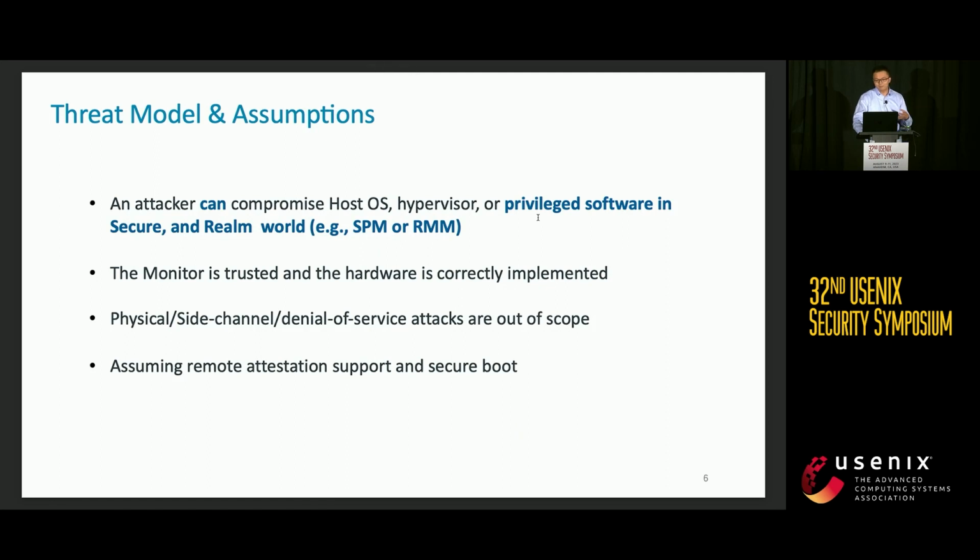All right, so before we dig into the details, let's talk about the threat model and assumptions, okay? In our threat model, we assume the OS could be compromised, the hypervisor could be compromised, the secure world could be compromised, and even the Realm world could be compromised, okay? That's our threat model. And the monitor is trusted, which is exception level 3, or you call it the root world in CCA. We don't consider physical attacks, side channels, or denial of service; those are out of scope. And also we assume that there is remote attestation support and secure boot.